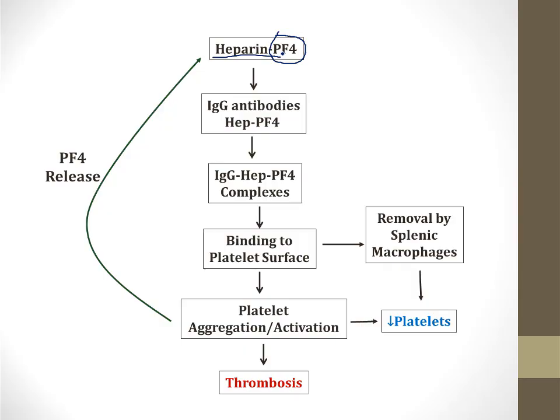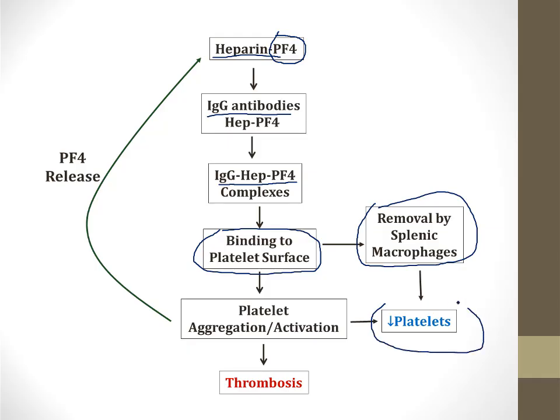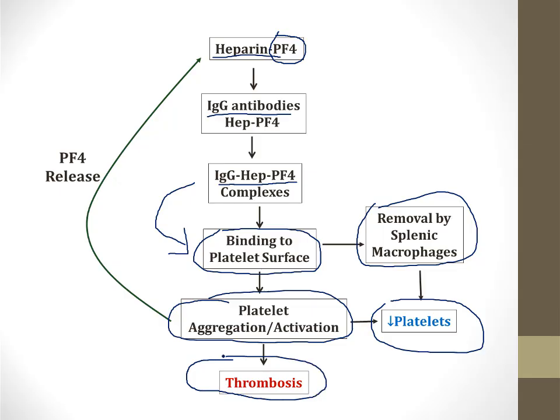In a small number of patients, IgG antibodies will form to the heparin platelet factor 4 complexes. In turn, this will create larger complexes of IgG bound to heparin bound to platelet factor 4. These complexes can bind to platelet surfaces, and then platelets will be removed by splenic macrophages, and that can lead to thrombocytopenia. Now, if this were the whole problem, it might not be so bad, but what's more dangerous about heparin-induced thrombocytopenia is that these complexes which bind to platelet surfaces can sometimes activate platelets. This can lead to platelet aggregation and activation, which can cause thrombosis. So you're administering a blood thinner, heparin, but you are getting by accident the effect of thrombosis, the opposite of what you want to achieve.